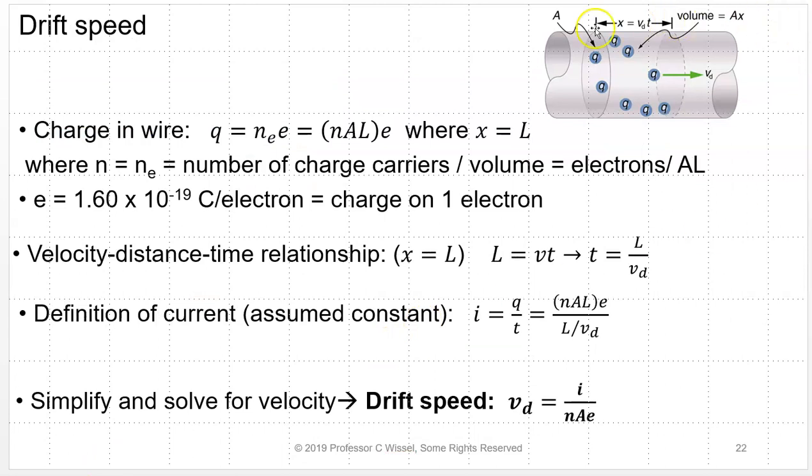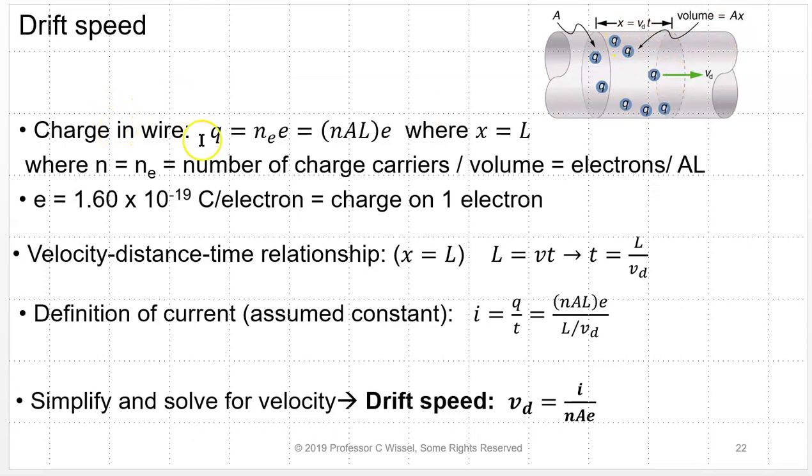So here we have a cross-section of wire. Okay, we have a circular wire. The electric field is to the left. The electrons are moving to the right with a drift speed Vd. Okay, and there's a certain cross-sectional area of the wire, and that will include a volume A times X, where X is this distance here, and X equals Vd times t.